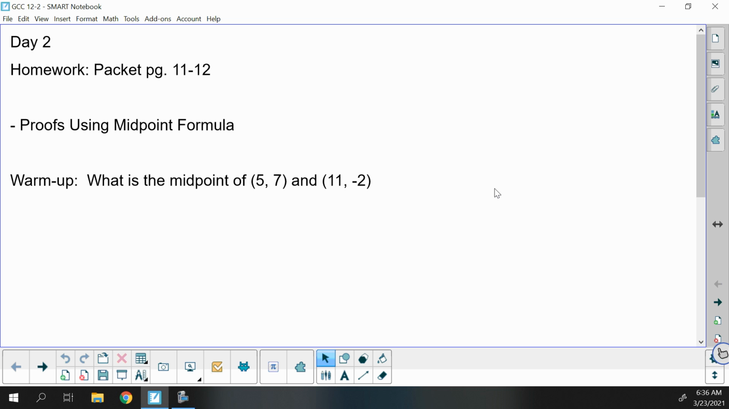So, to review from last unit, your warm-up is to see if you can find the midpoint of those 2 points. So go ahead, pause the video, find the midpoint, and a box will pop up for you to put in your answer.